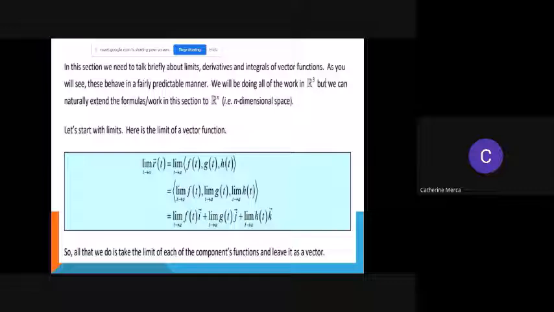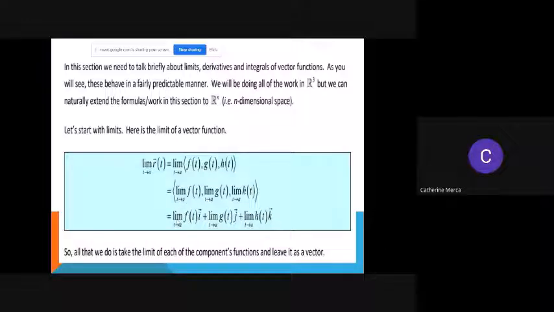So we can extend the formulas to work on R to the n, n-dimensional space. So we're going to start with limits because it says here that we have to talk briefly on limits, derivatives, and integrals. So for limits, if we take the limit of the vector function r of t as t approaches a, then you simply take component by component. You take the limit of each component as t approaches a.